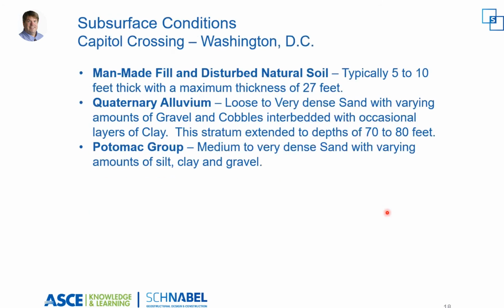Soil conditions were typical of Washington. Typically, we had some fill, 5 to 10 feet, with a maximum thickness of 27 feet, over an alluvium of sand and gravel and cobbles with occasional layers of clay, over the Potomac Group.